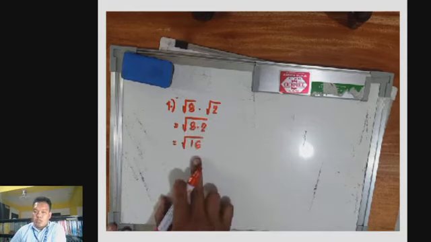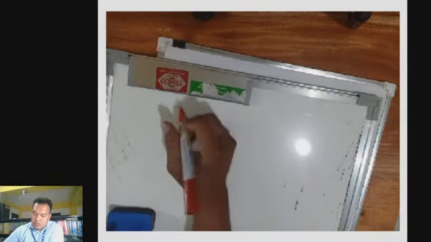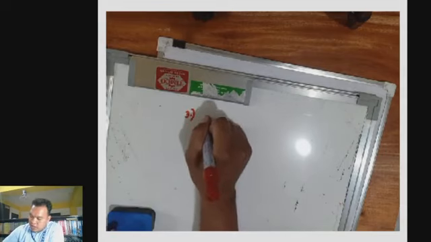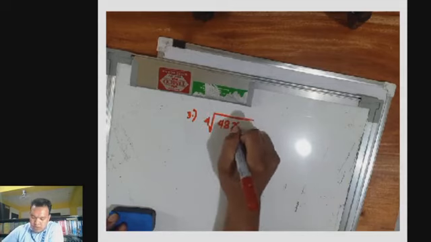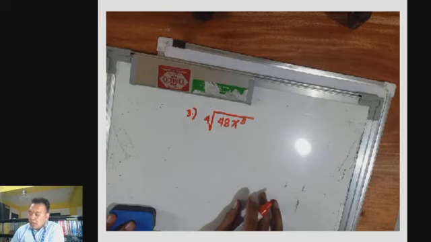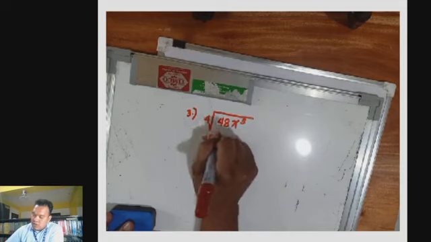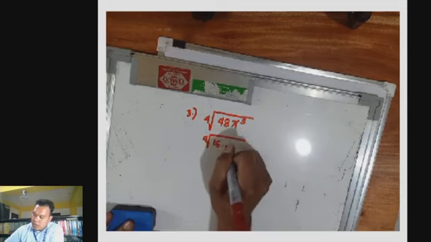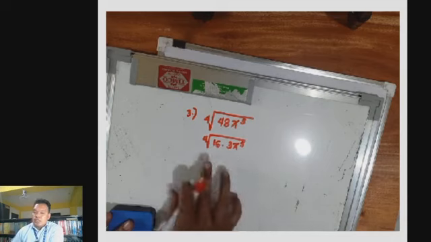Then, for number 3, okay, for number 3, we have 4th root of 48x^5. Then, we can say na yung 48, pwede natin sabihin 16 times 3. Okay? So, lalabas siya na ay 4th root ni 16 times 3x raised to 5. Then, 16 is perfect, may perfect 4th root siya.